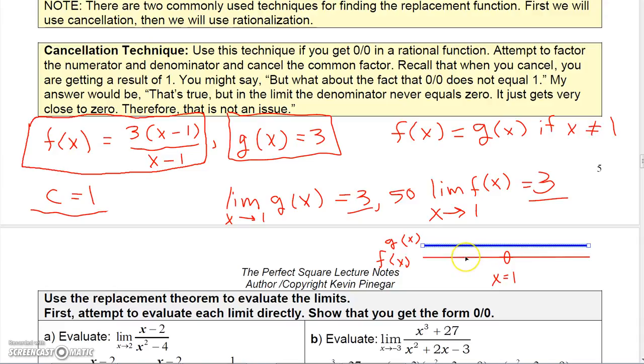And so when that's the case, you can replace the original function with this new function. That's the trick that we're going to use, and it's called the cancellation technique. The rationalization technique does the same thing, and it uses the replacement theorem as well. So let's look at some examples.